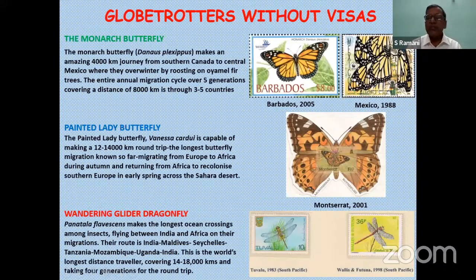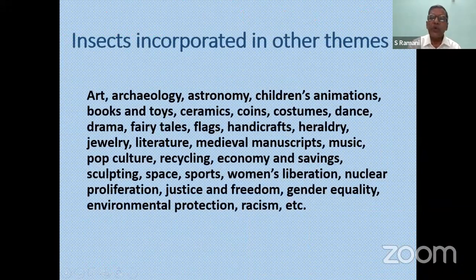Insects incorporate other themes. I won't be going into this list, but just to tell you that there are at least 30 or 40 themes on which insects have been featured. I will show you some of the themes in the following slides. So art, archaeology, medieval manuscripts, economy, savings, women's liberation, nuclear proliferation. You think of the subject, there have been insects which have been featured on those stamps.